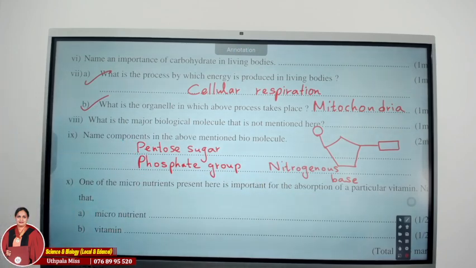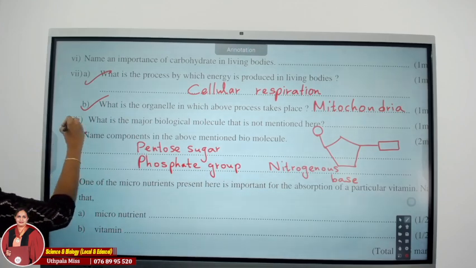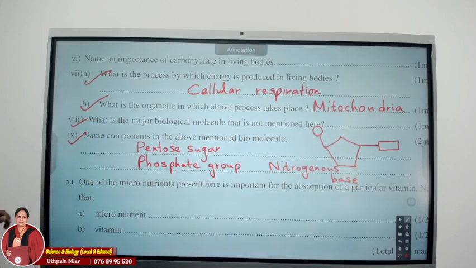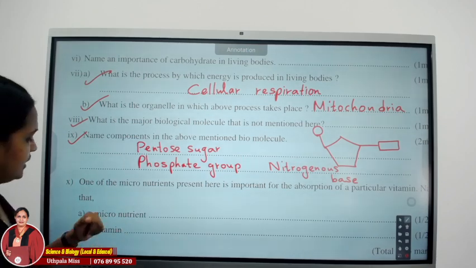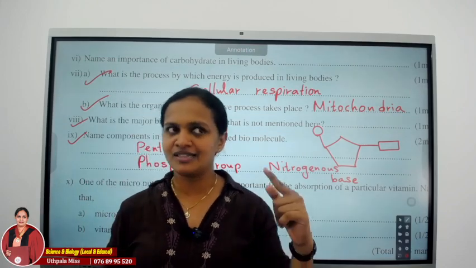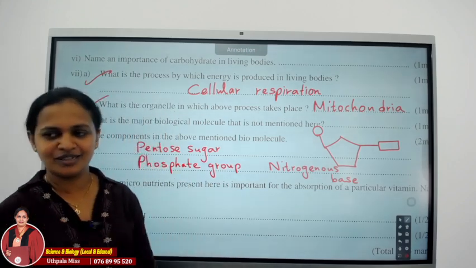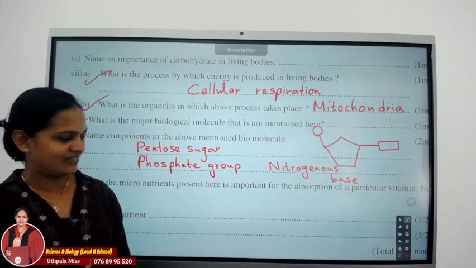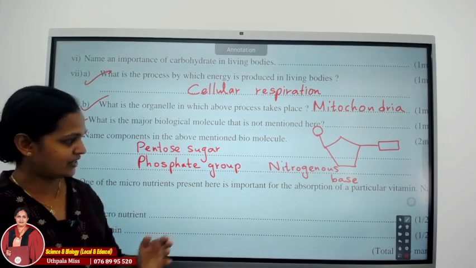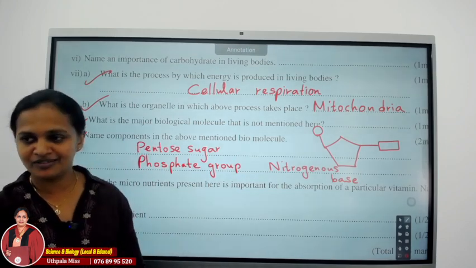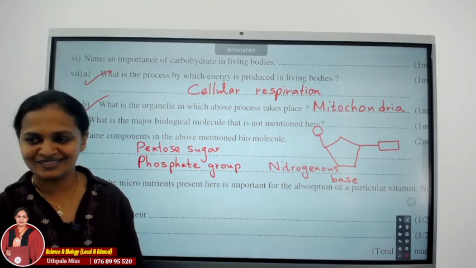One of the micronutrients present here is important for the absorption of a particular vitamin. Name that micronutrient and the vitamin. What is it? So calcium and sodium. Those are the two micronutrients available. So what is the micronutrient which is important to absorb a particular vitamin?